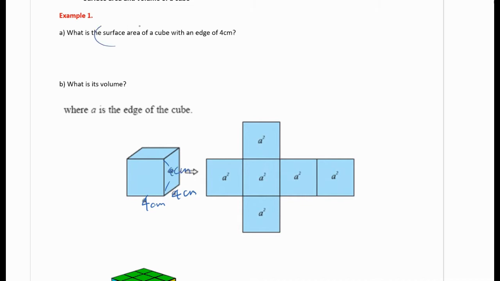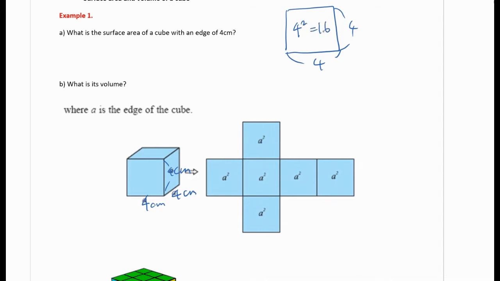How do you find the surface area? So surface area, you find each area and add them up. How many squares does a cube have, everyone? 6, right? So each square is 4 by 4. So what is the area of this? The area is 4 times 4, and that is 4 squared, which is 16.